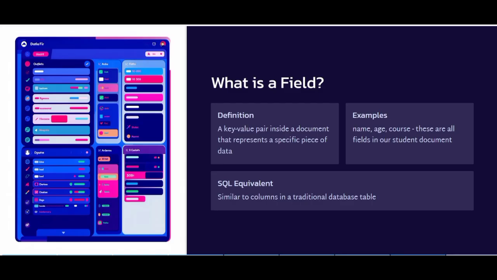And what do you mean by a field? A field is nothing but name, age, course. These are all called fields, which are similar to columns in SQL.